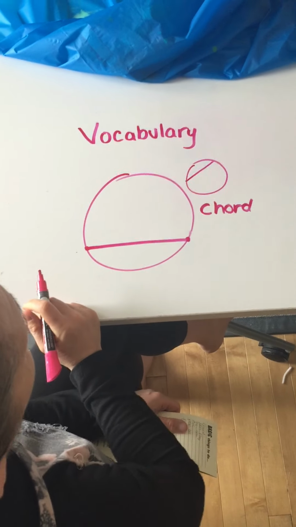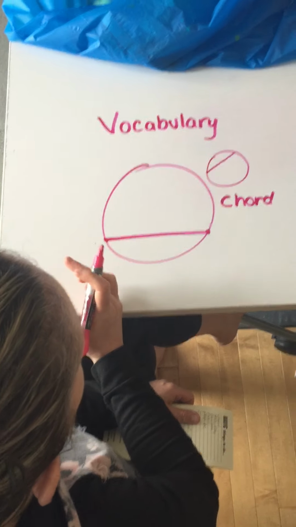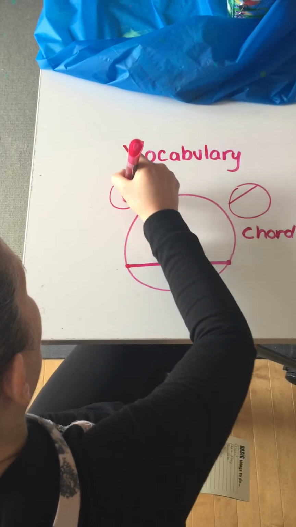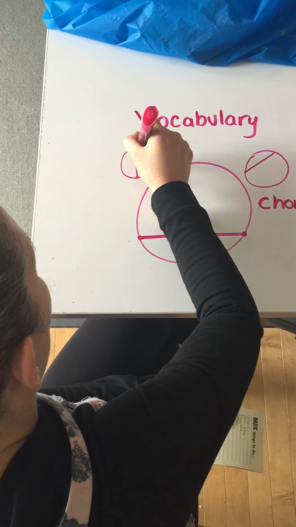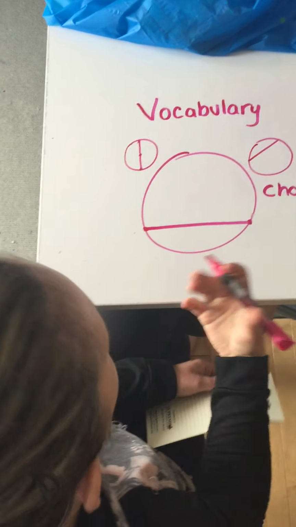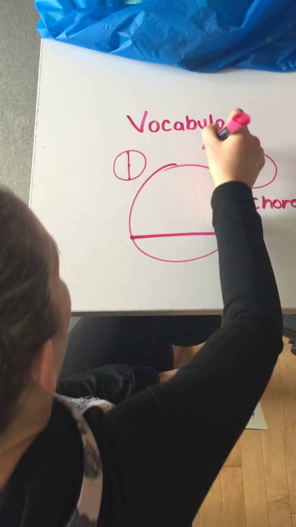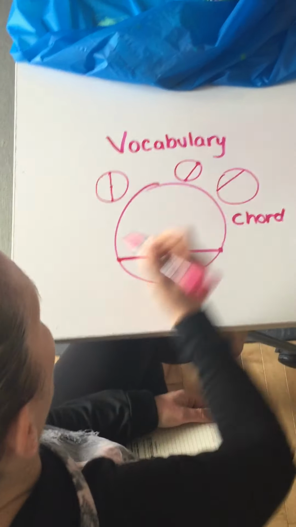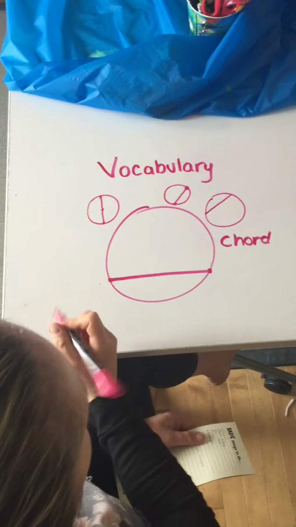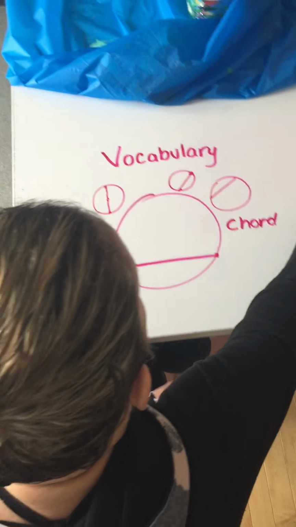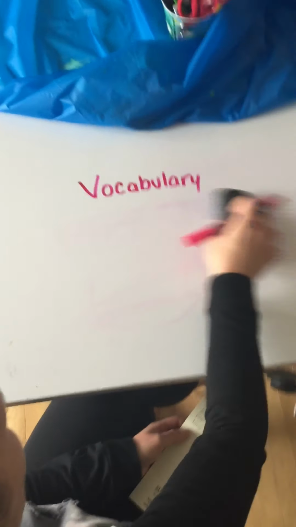That would also be a chord. The line can go anywhere in any direction in the circle. So even a diameter is a chord. It just gets a special name of diameter because it goes through the center. But any direction, if the ends are on the circumference of the circle, it is called a chord.